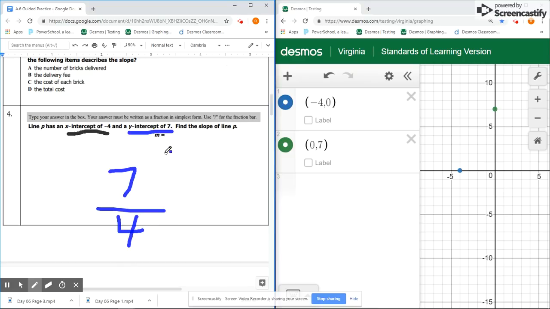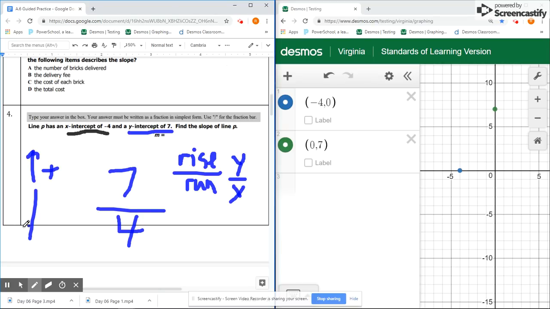7 over 4. Okay, remember slope is rise over run. That just means your y's first over your x's. Remember if we go up, that's positive. If we go down, that's negative. If we go right, that's positive. And if we go left, that's negative.